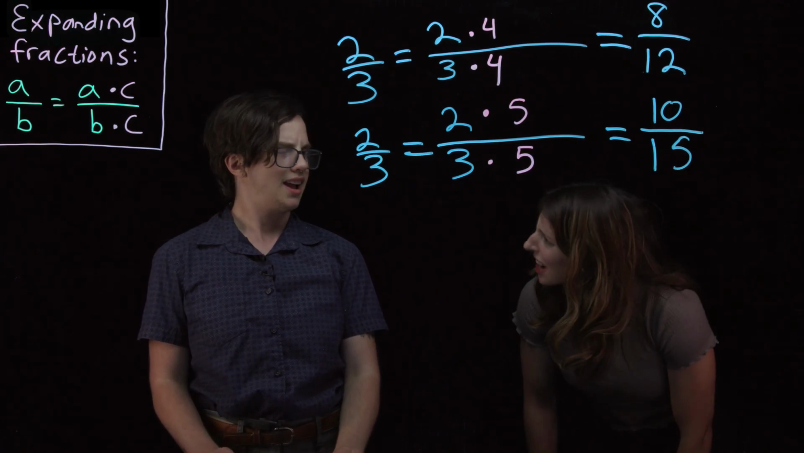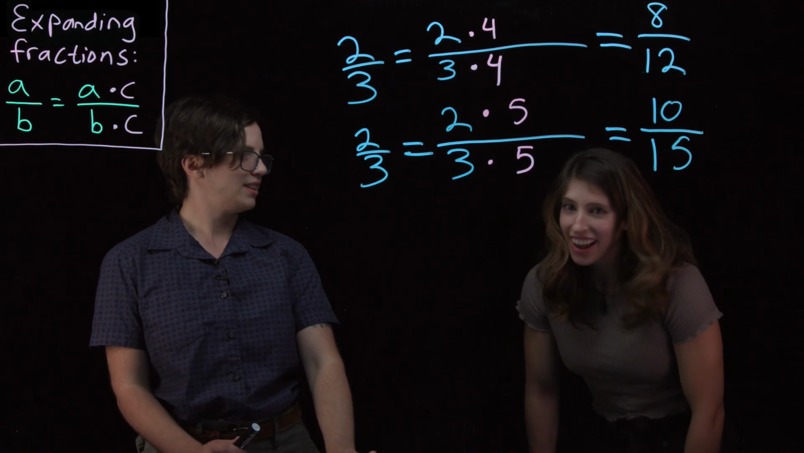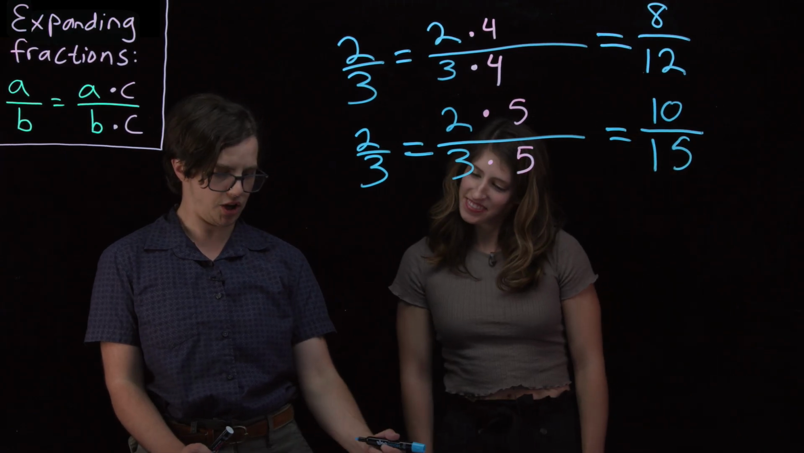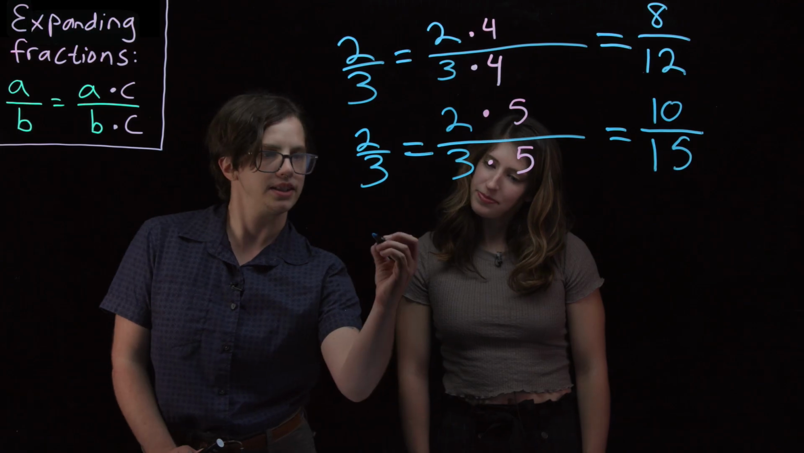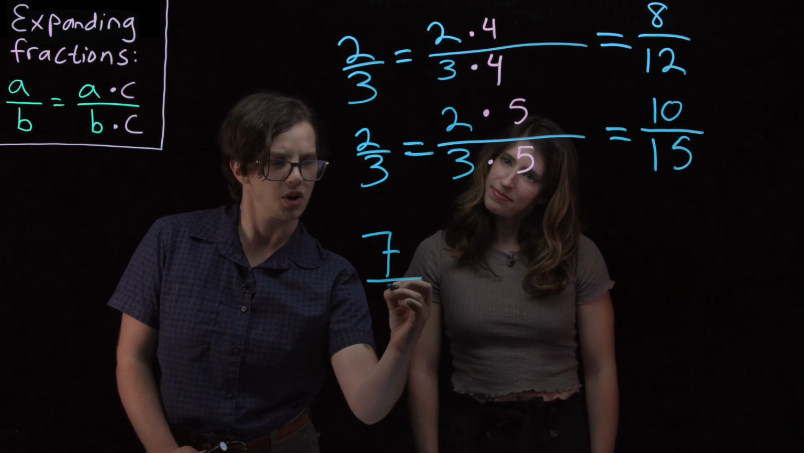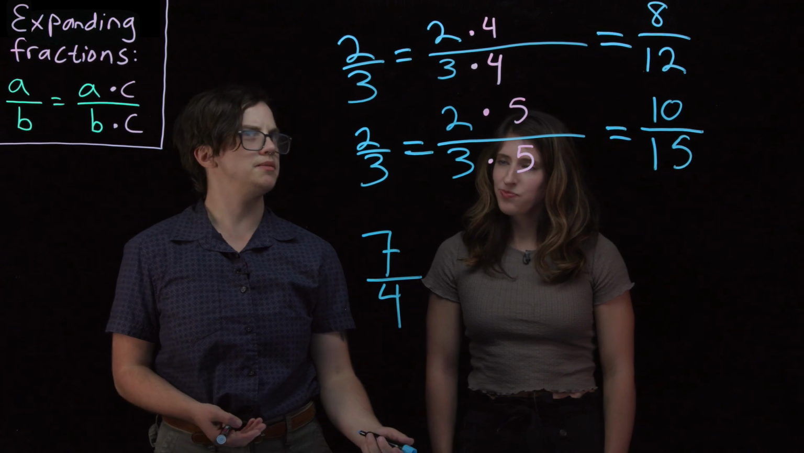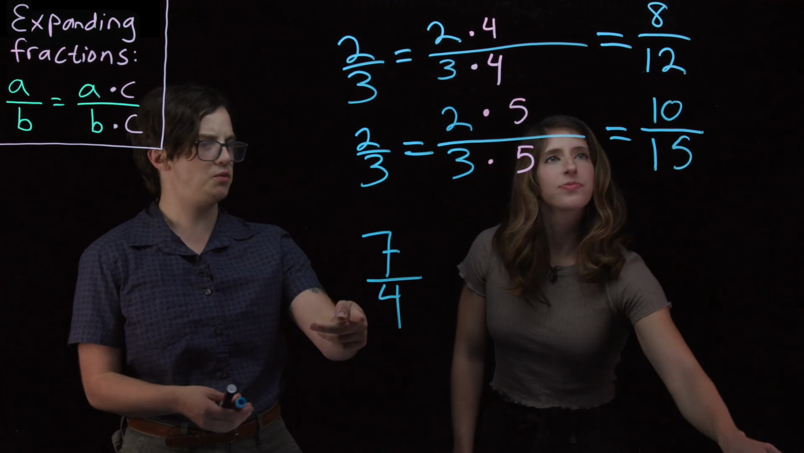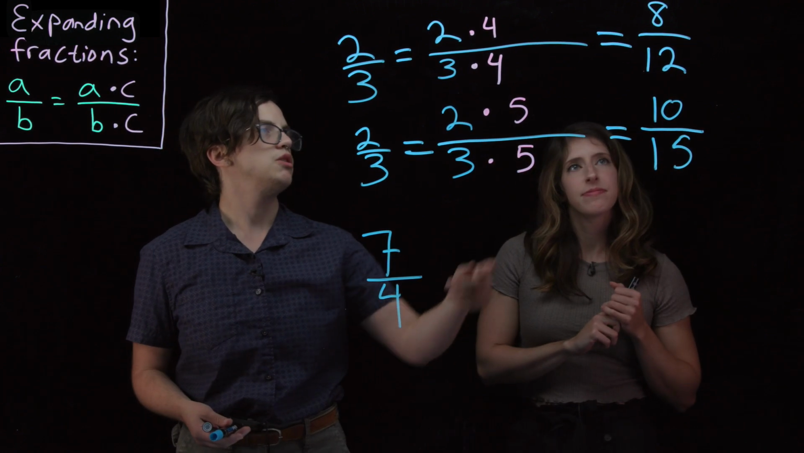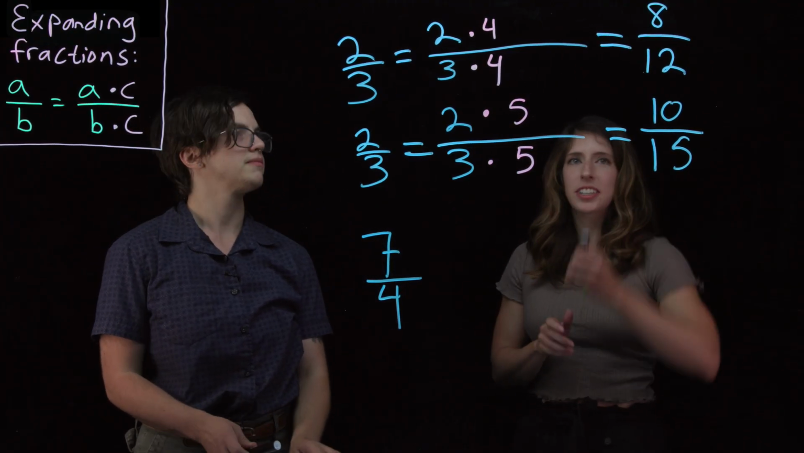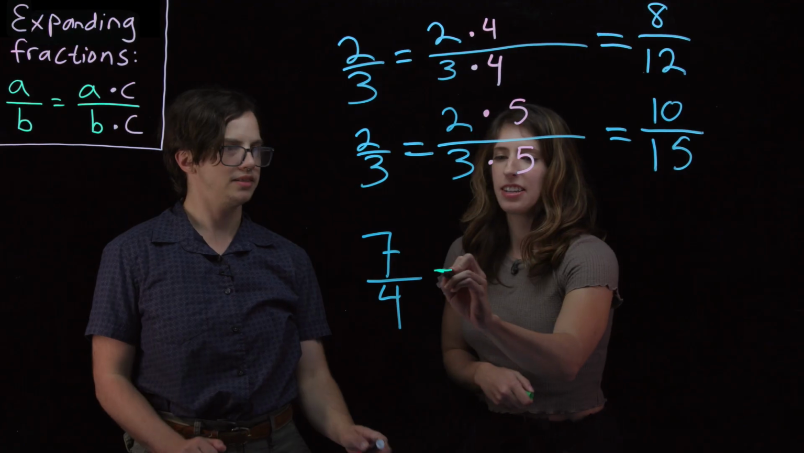Really? Any fraction? Yeah, any fraction. Okay. Wow, well, I want to try one then. Yeah, let's try an improper fraction. So we have 7/4. Okay. Do you think we could make the denominator in 7/4 the same as the denominator in 8/12? Yeah, I think so, because I know 4 times a number can equal 12. Let's see.